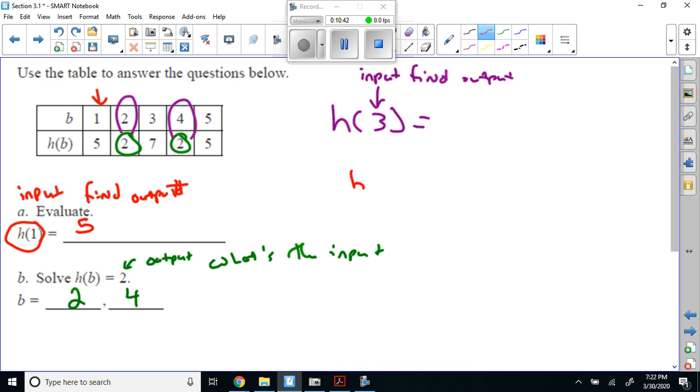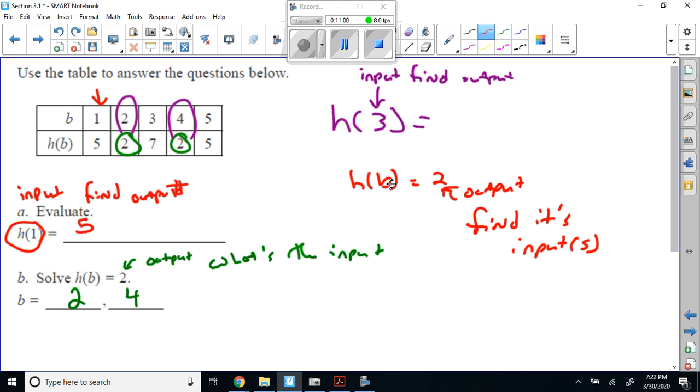when it says h of b equals 2, here's an output, find its inputs, right? That's how it's read. So it depends on where the number is, right? Yeah.